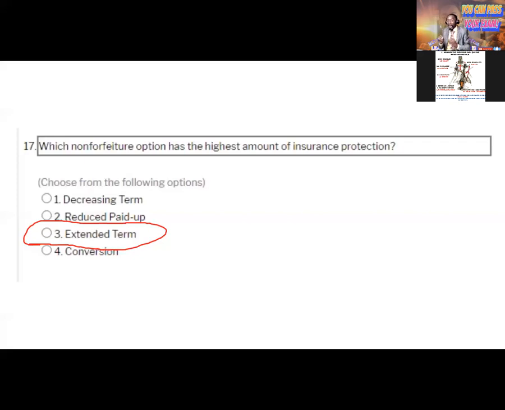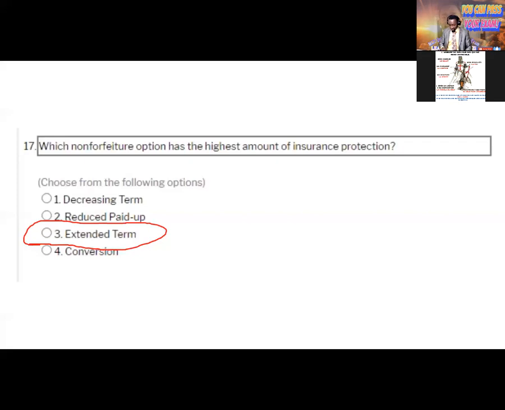But it covers for the highest amount because it's covered for the same face amount as the whole life. But now, be careful. If they change it to ask which future option has the longest amount of protection, then it will be the reduced paid-up, because it will cover you for the longest period, since it's going to cover you for your whole life. So it's the longest period that will be the reduced paid-up. Hopefully that makes sense. That's a good test question.